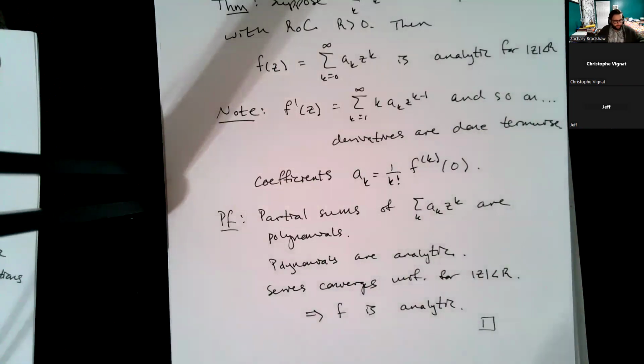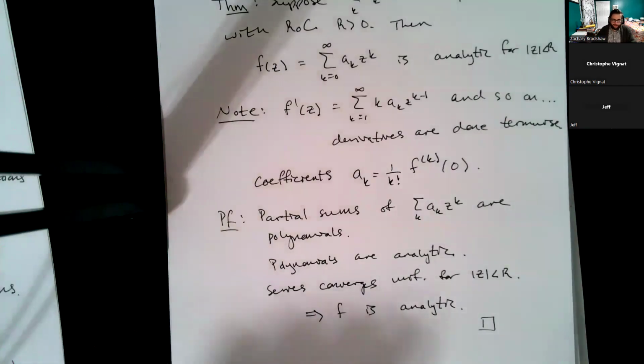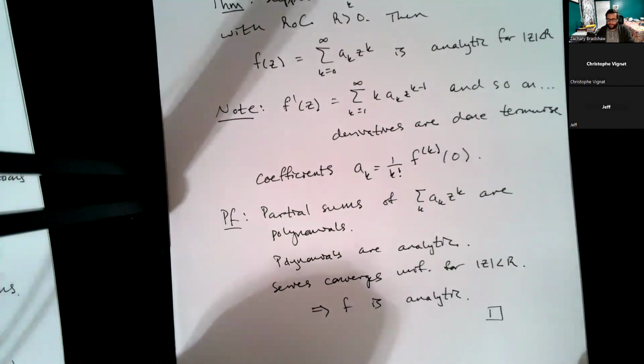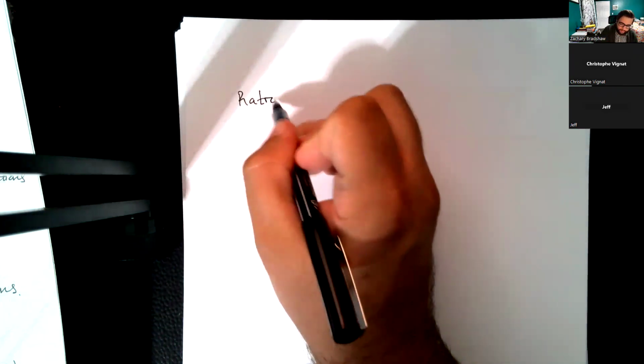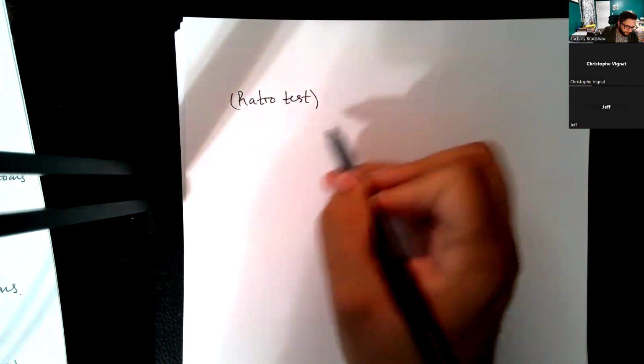Okay, so we care about power series because they form a large class of analytic functions, right? And one question we can ask is, well, how can we compute R in general? Is there a nice way to do that? The answer is yes. Same tricks you use in ordinary calculus. We have this ratio test. I won't bother proving it. It's just the same proof as in real analysis.